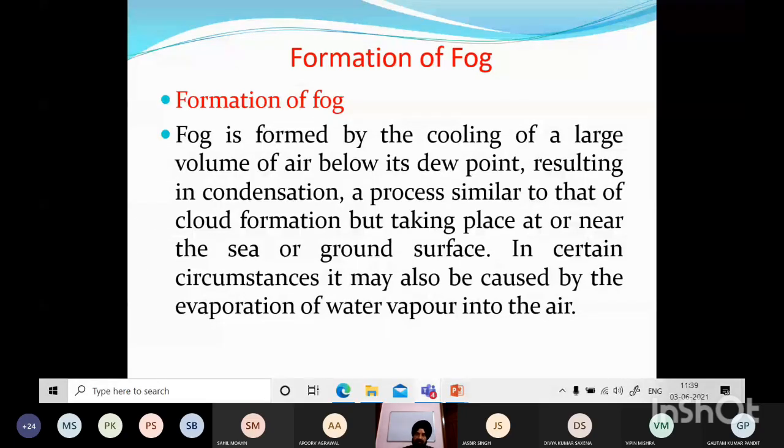So वो भी हम देखते हैं. Now first of all, the formation of fog, if you see, the fog is formed by cooling of a large volume of air below its dew point. Now again, back to same basics, that when the air is cooled, so as the air rises, air cooling can be done many ways.